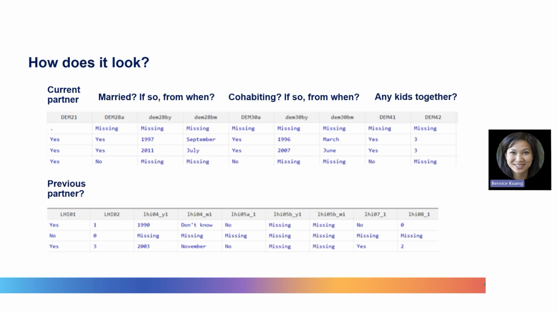And then it goes to ask about any previous partners. Have you ever had a previous partner? If so, how many? And then from partner number 1, the first partner you ever had, and remember all these partnerships are co-residential partnerships. When did you start living together? Did you ever get married? And if you did, what year and month did you get married? And then did you have kids with this partner? And if so, how many?